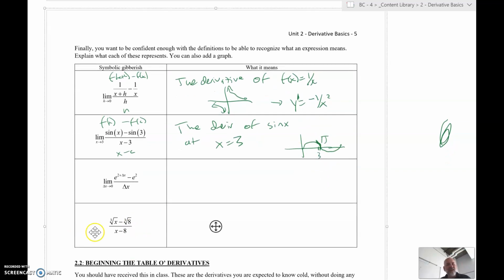Looking at this one, sometimes they use delta x instead of h, but it's the same thing because they're just saying move over a little bit in x. So what is this one? You could pause it right now and try it yourself if you want to, but I'm going to keep going because I'm jamming this out during lunch.